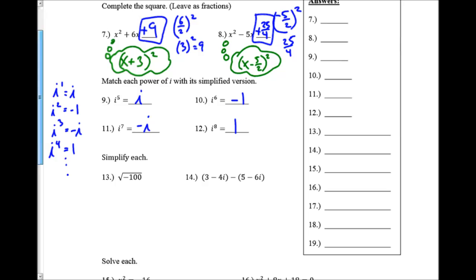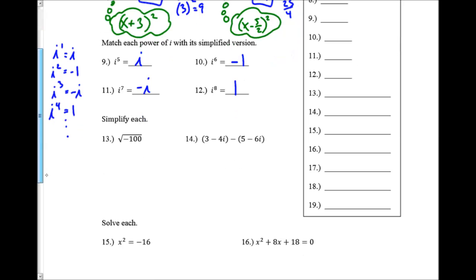For number 13, I want to simplify this. If I've got the square root of a negative 100, you can break it up this way: 100 is a perfect square, times a negative 1. Then take the square root of each. The square root of 100 is 10. The square root of a negative 1 is i, so it's 10i. The other way to think of it is just remember the negative comes out as an i, the square root of 100 is 10, and you're done.